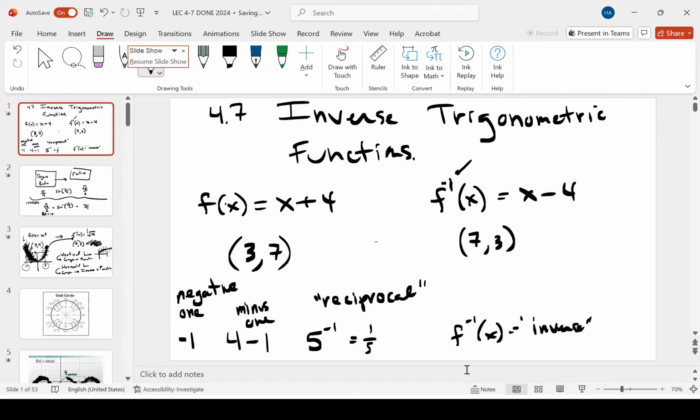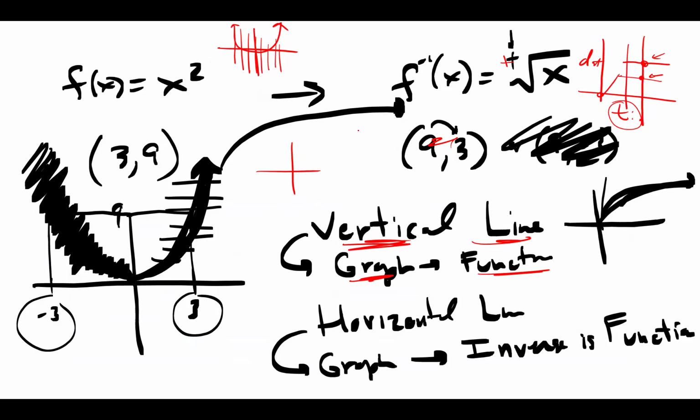So the original has to pass the horizontal in order for the inverse to be a function. Okay, how about this one? That does not pass a vertical line test. Therefore, this itself is not a function. The rocket can't be at two places at once. But the horizontal line test says this: if it passes a horizontal line test, that means the inverse of it is also a function. That's what we're looking for.